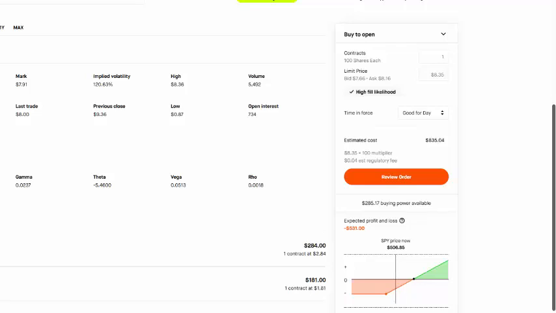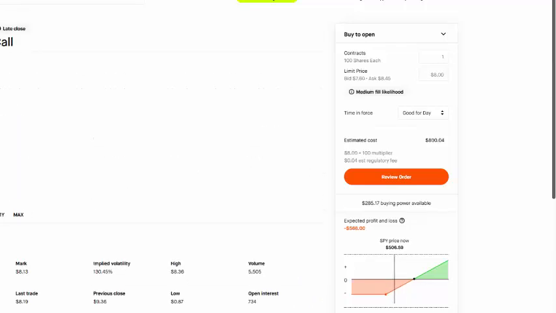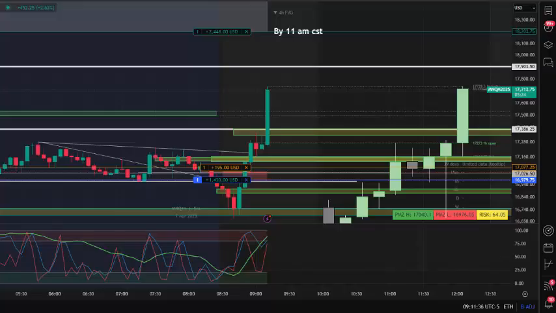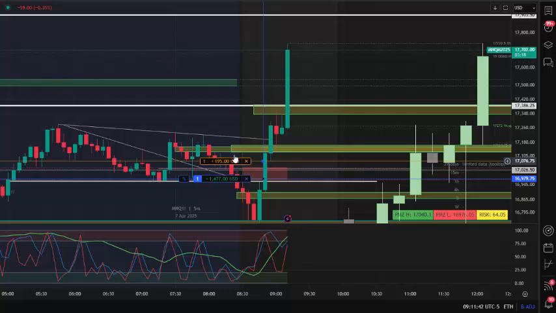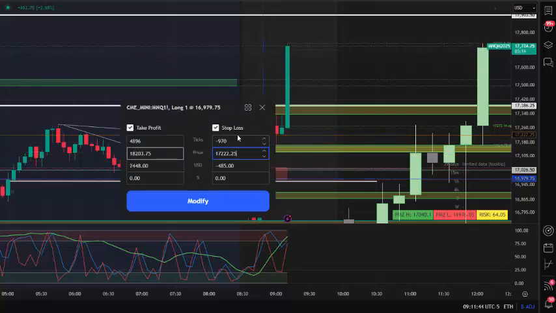I'm looking at what the cost of an option would have been had I got it, and you could have sold the option for about $800 right here. But we're not doing options, we're doing futures. So let's move our stop on up, protect this money.